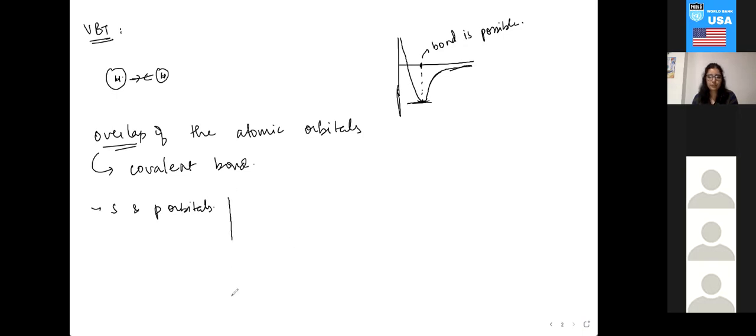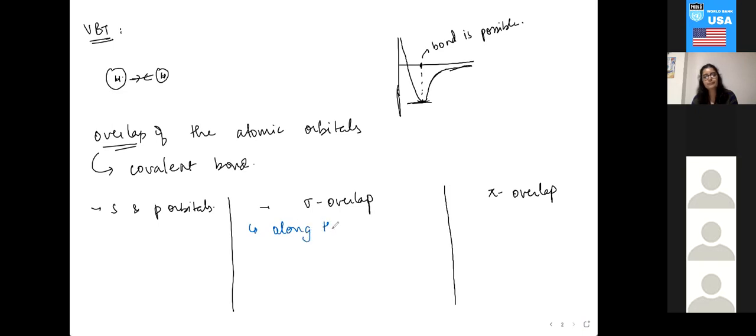So there are two types of overlap. You have your sigma overlap and you have your pi overlap. Okay. So sigma overlap is when it happens along the same axis. Pi overlap happens above and below the axis.